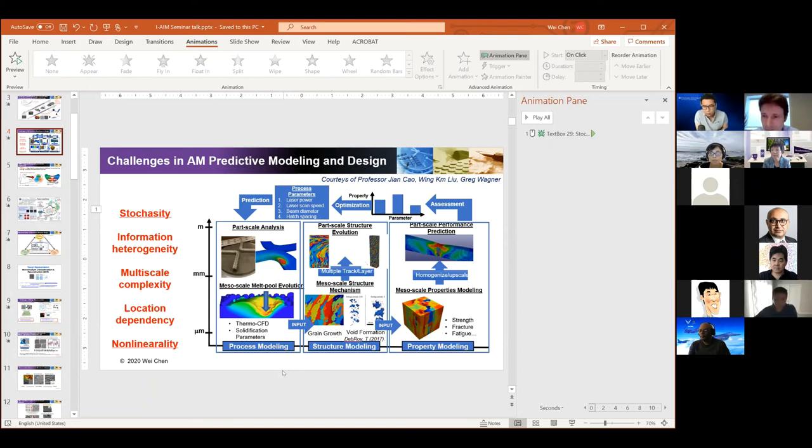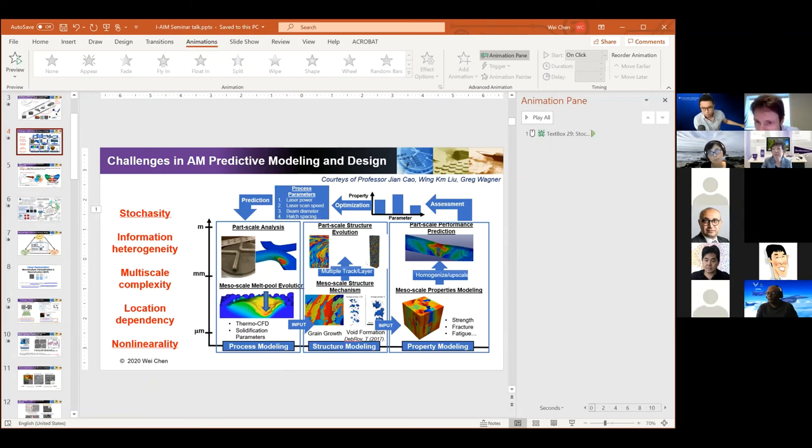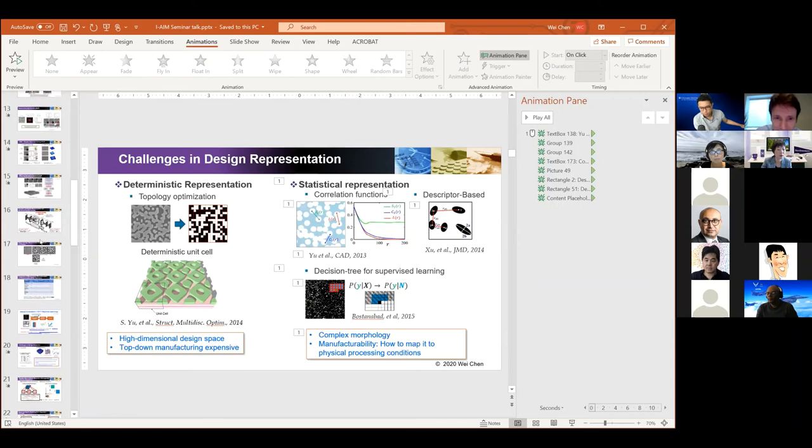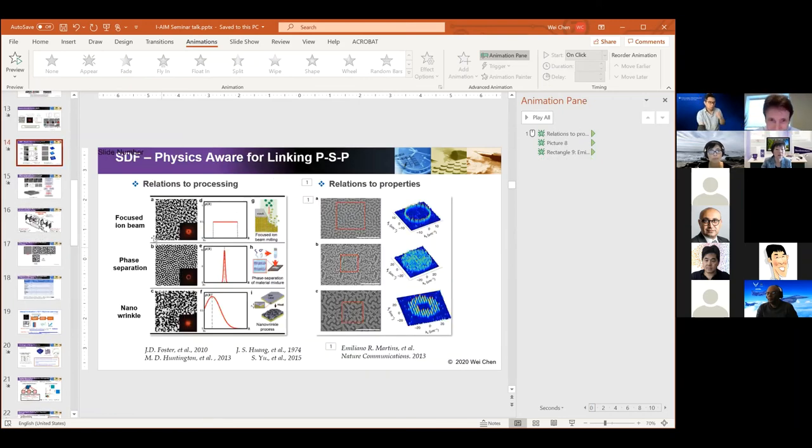All right. Maybe the very last question for today is coming from Azadeh: how can an optimum random heterogeneous microstructure be manufactured? Oh, okay. A lot of processes will actually lead to random heterogeneous microstructure. For example, a mixing process for polymer, right? I have a slide that shows different processes, like focused ion beam, phase separation, nano wrinkling. All those processes will lead to non-deterministic structure at the end.